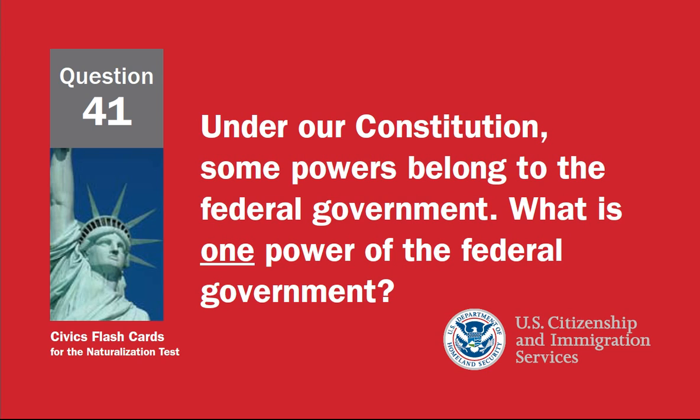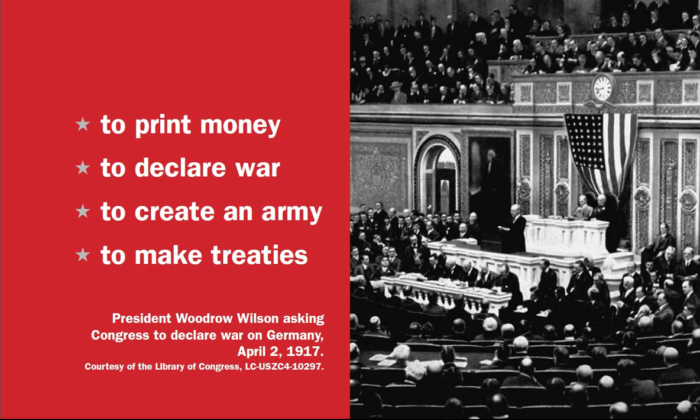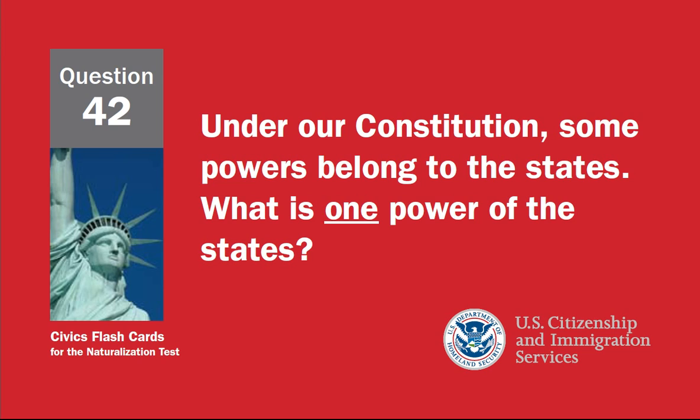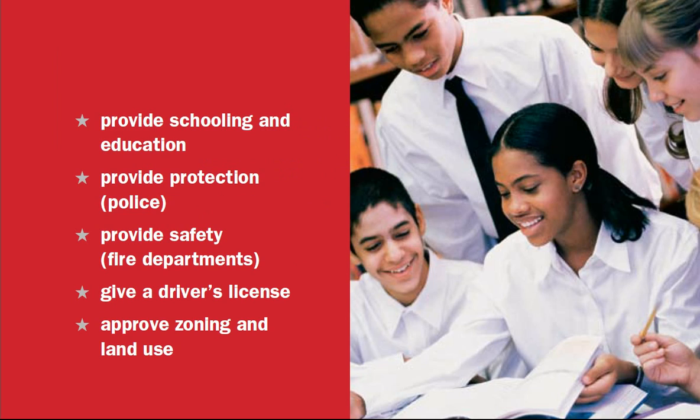Under our Constitution, some powers belong to the federal government. What is one power of the federal government? To print money. To declare war. To create an army. To make treaties. Under our Constitution, some powers belong to the states. What is one power of the states? Provide schooling and education. Provide protection. Police. Provide safety, fire departments. Give a driver's license. Approve zoning and land use.